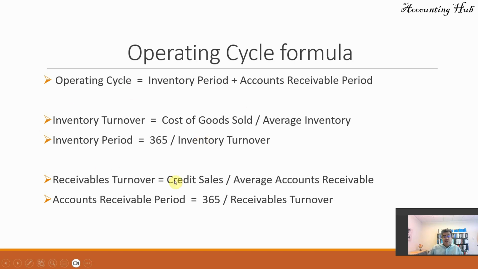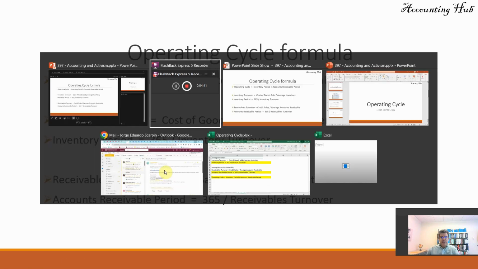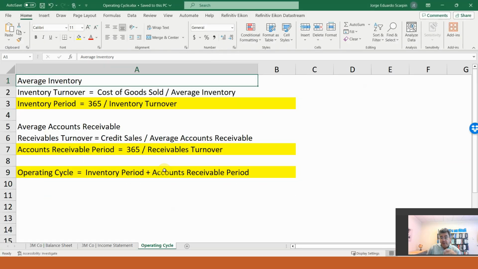We have only an issue here. Credit sales is the most accurate metric. However, if we go to public companies, they usually don't disclose their credit sales. So we go into the net sales. That is the best proxy when we don't have the credit sales. Okay, so let's go to the Excel file. And remember, the Excel file is free, and the link to download it is in our video description.